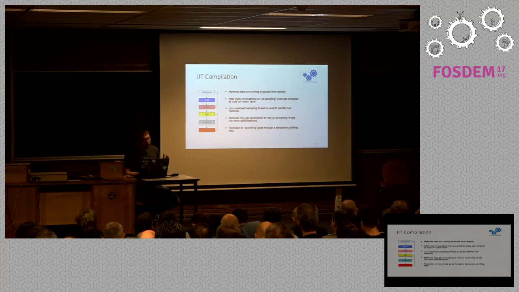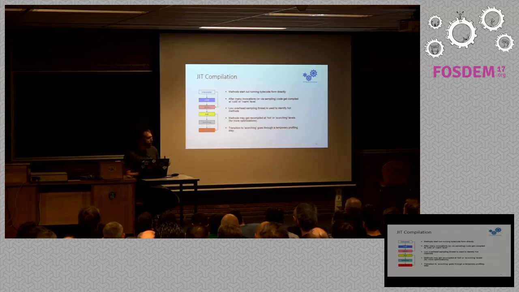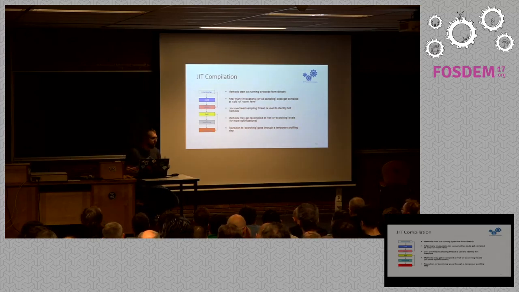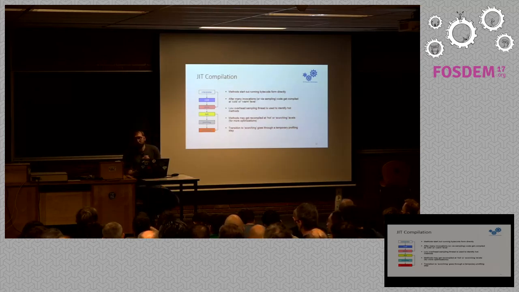So you start off with cold, warm, hot, and go to scorching. There is a profiling phase in the middle, which is generated just to gather more data to be able to do the very heavyweight scorching pass. Once a method reaches scorching, it won't be recompiled again. That's as much as we believe we can do for it, so that's the end of where it'll be compiled.